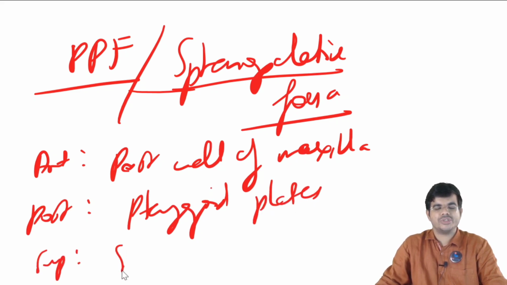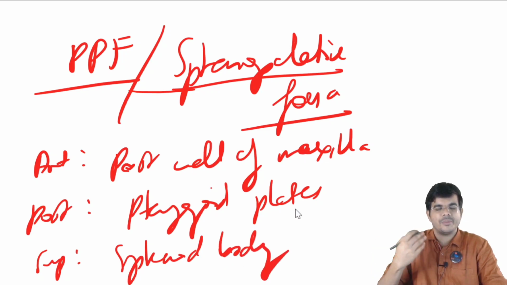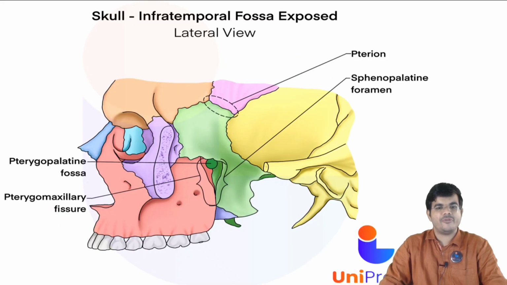Superiorly you have the sphenoid body, and laterally you have the pterygopalatine fissure, which connects it with the infratemporal fossa, and medially you have the sphenopalatine foramen, which you already saw now, through which it is entering into the nasal cavity through the nasopharynx. Okay, so you have the posterior wall of maxilla here, and here you have the pterygoid plates.